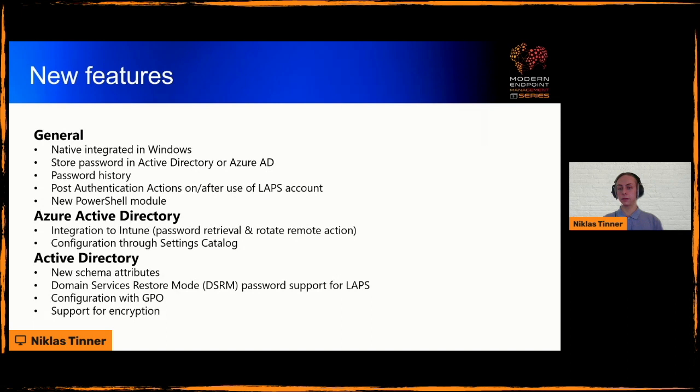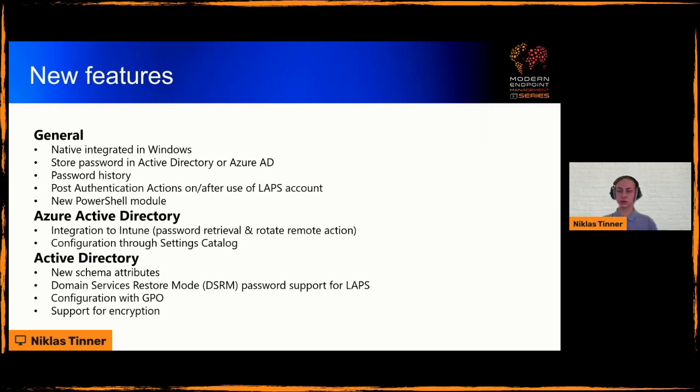For AD, we have new schema attributes. Previously these were known as the ms-Mcs-AdmPwd schema attributes. These are now obsolete with the new Windows LAPS. There we have msLAPS attributes where the new credentials are stored. Also, this requires you to perform a schema update. Then we have DSRM password support.